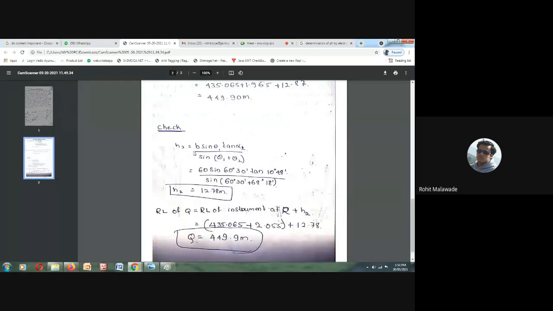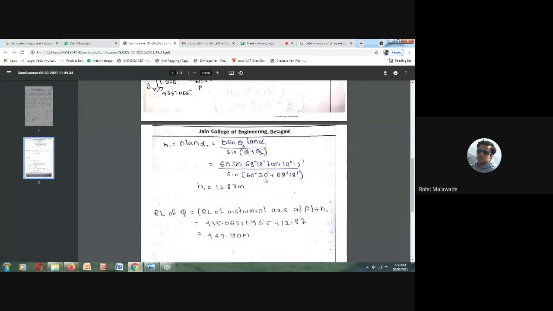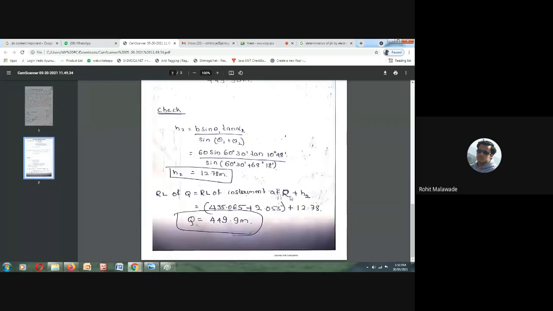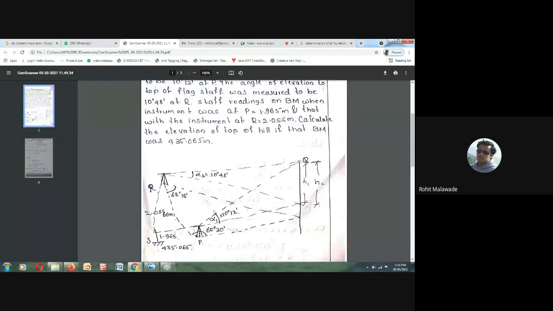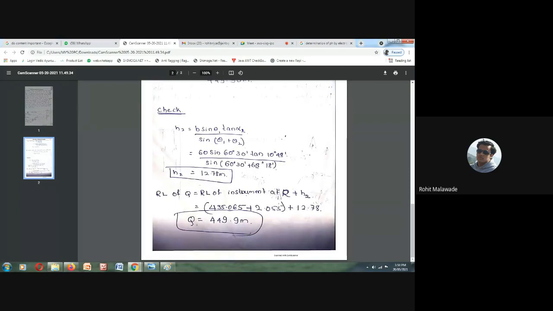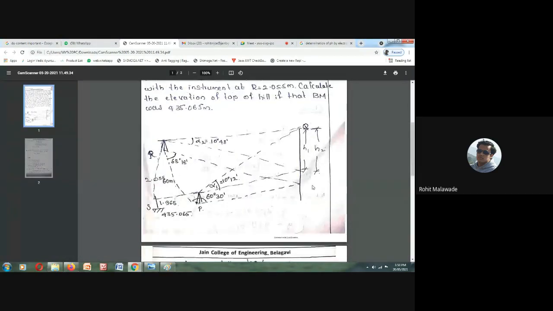So how are we going to get it? B sine theta 1, where B is 60 and theta 1 is 60 degrees 30 minutes, tan alpha 2, that is 10 degrees 48 minutes, divided by sine of theta 1 plus theta 2, so 60 degrees 30 minutes plus 68 degrees 18 minutes. This is how we are going to get the height H2.